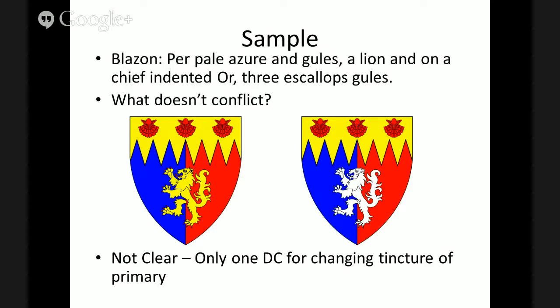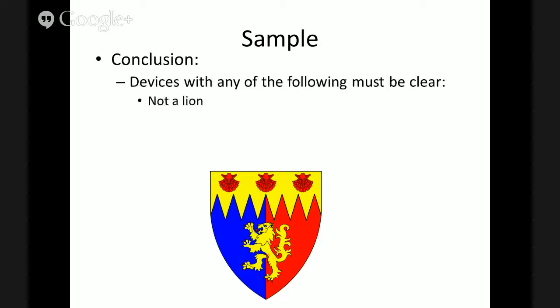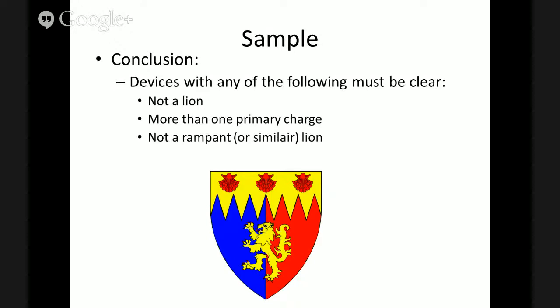So we can ignore non-lions. We can ignore multiple lions. We cannot ignore white lions or blue lions or red lions. We have to dig deeper in those categories. Okay? So, what does all this tell us? What's the conclusion that we draw? Any device that's not a lion is clear. Any device that has more than one primary charge is clear. Any device that's not a rampant or equivalent lion is clear.